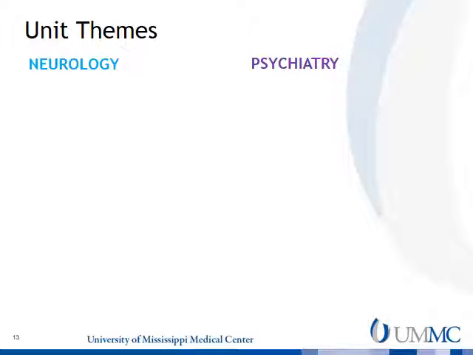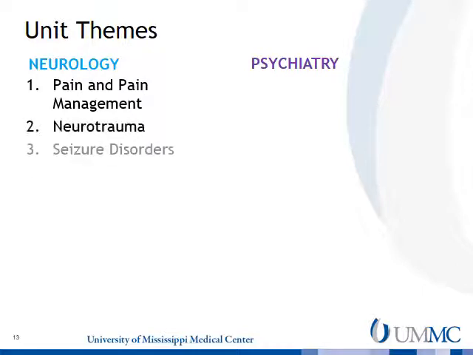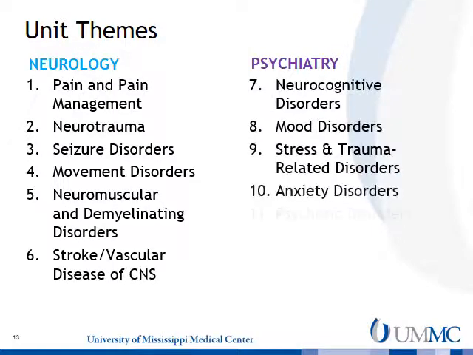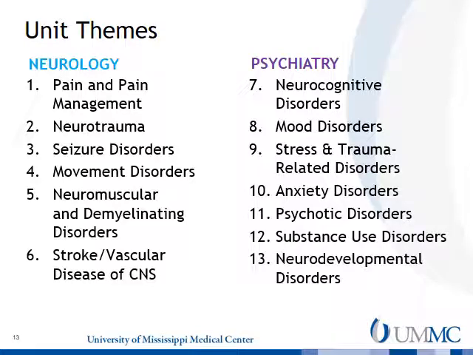The first half of MNB2 focuses on topics that are largely neurologically focused, while the second half focuses on psychiatric disorders and treatments. Between November and late January, we cover 6 neurological topic blocks, beginning with pain and pain management, and concluding with stroke and vascular diseases of the CNS. From late January to the end of March, we cover 7 topic blocks in psychiatry, beginning with neurocognitive disorders as a bridge between neurological and psychiatric conditions, and concluding with neurodevelopmental disorders.